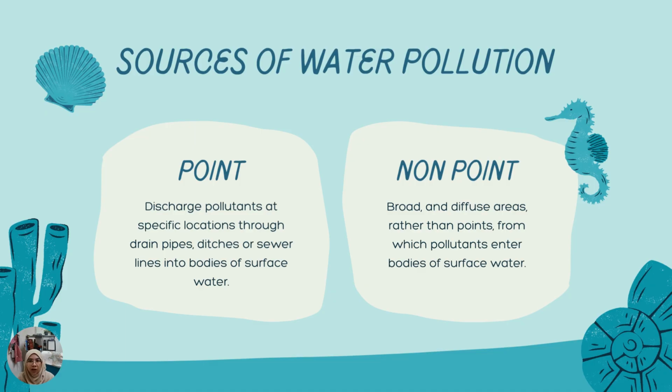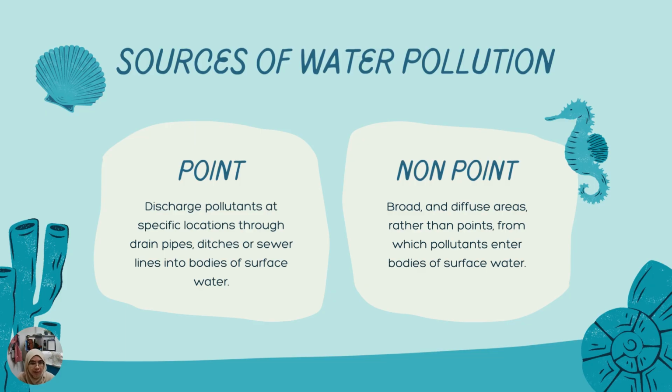Point sources discharge pollutants at specific locations through drain pipes, ditches, or sewer lines into bodies of surface water. Examples include factories, sewage treatment plants, underground mines, and oil tankers. Because point sources are located at specific places, they are fairly easy to identify, monitor, and regulate.